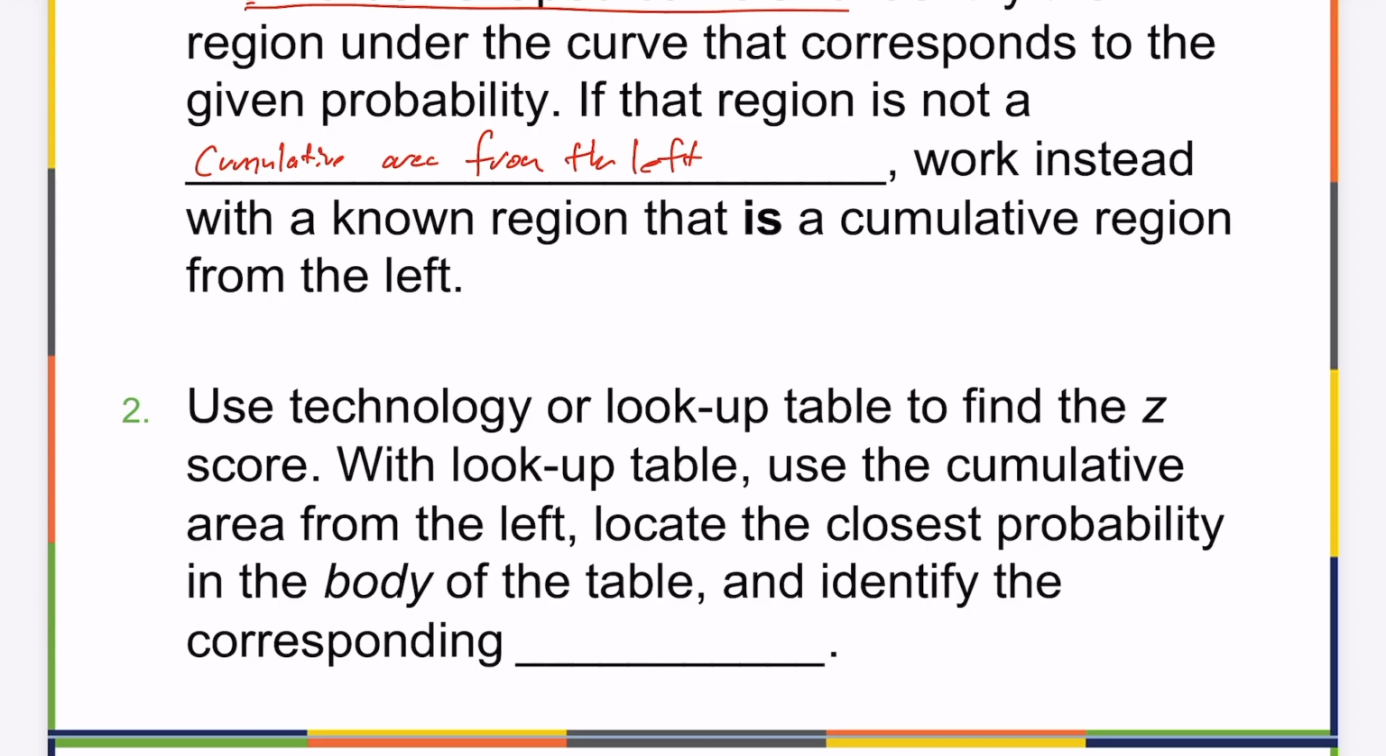Now, if you're using technology, you need to use the inverse distribution. So this is norm.inv. That gives you the inverse function, the opposite, the function that gives you the z-score out. All right, look up with the lookup table. Use the cumulative area from the left. Locate the closest possible probability in the body of the table and identify the corresponding z-score.